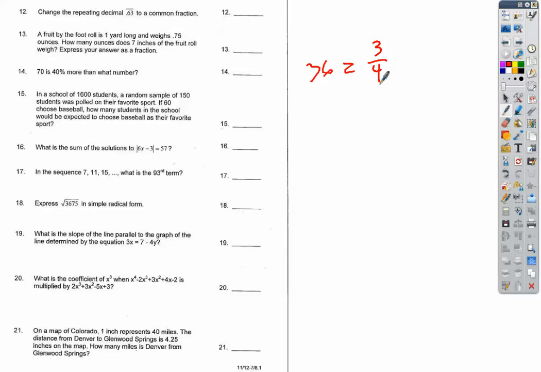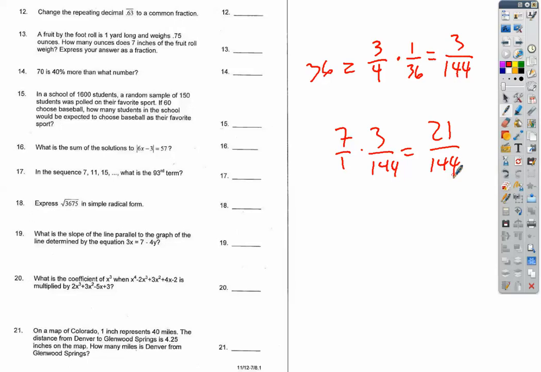So if 36 inches is equal to 3/4, then I'm going to have to divide this or multiply by 1/36 to figure out what 1 inch is, right? So 3 times 1 is 3, 4 times 36 is 144. And so I know that 1 inch is equal to 3 144ths of a pound. Well, I don't want 1 inch, I want 7 inches. So 7 over 1 times 3 over 144 is equal to 21 over 144.